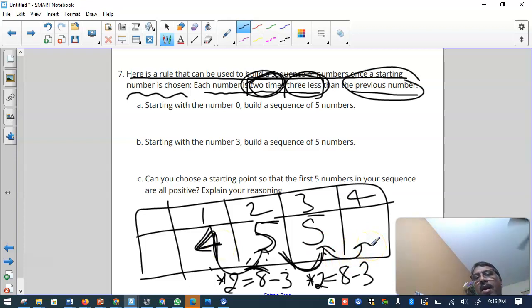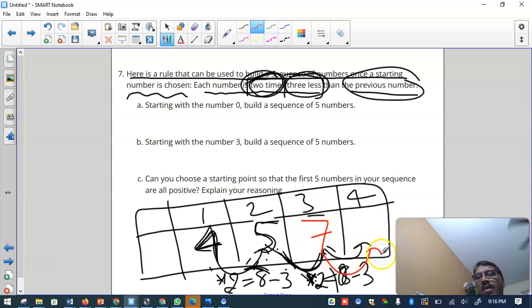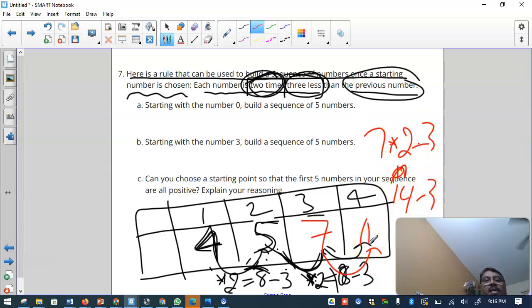That's a nice kind of a pattern there. So 2 times 5 is 10. 10 minus 3 is 7. Sorry about it, I'm doing it so fast. So this is going to be 7. Then 2 times this: multiply by 2 and decrease by 3. 14 minus 3, and you get 11. And that's how you do it, okay?